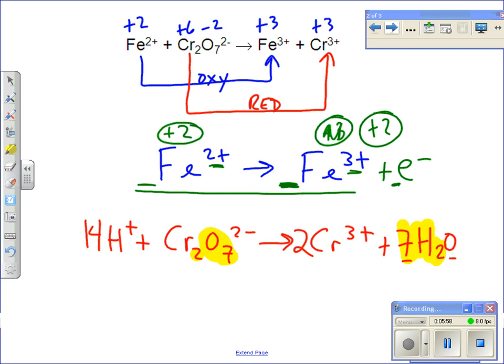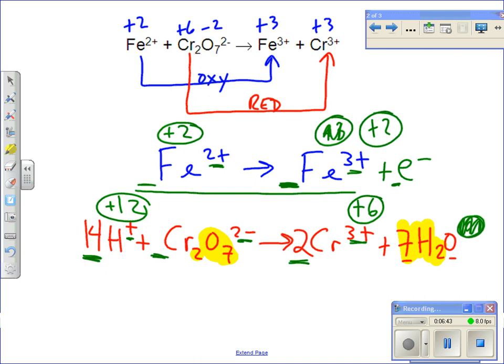Now I have to do the same thing on the bottom here. Water has no charge, so that's 0. But I have a 2 and a 3 plus here, so overall, this side has a total charge of 6 plus. Then on this other side, I have 14 times the 1, which is 14, and then 1 times the negative 2, which is negative 2. Adding the 2 together, I end up with a total charge of 12 on this side. So one side is plus 12, one side is plus 6.